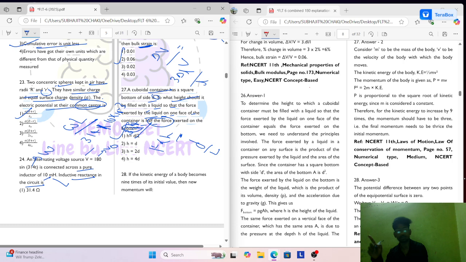A faulty thermometer reads 8 degree as the melting point of ice. Melting of ice is 0 degree Celsius. At 100 degree it reads 98 degree. What is the correct temperature in Fahrenheit when the faulty temperature is 52 degree Celsius? We know this formula: the given value of temperature minus the ice point, divided by steam point minus ice point, equals F minus 32 by 180.